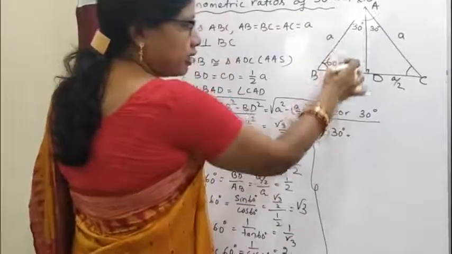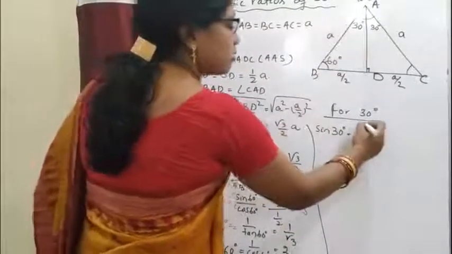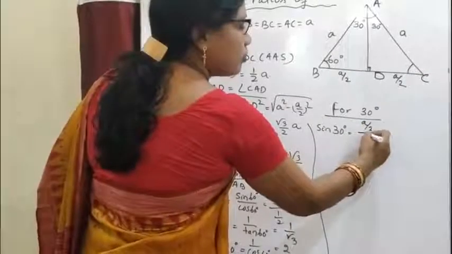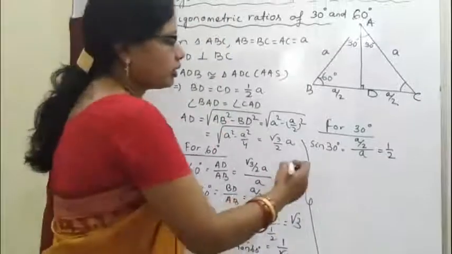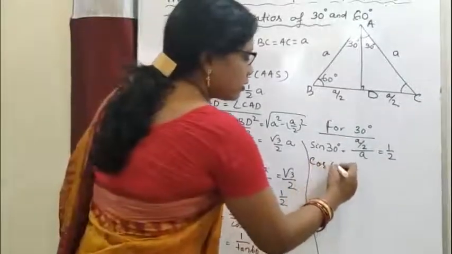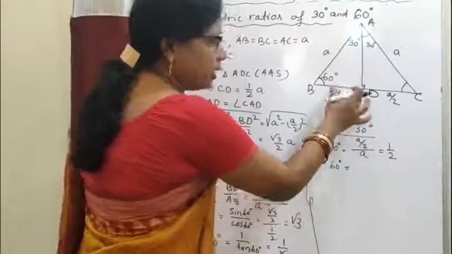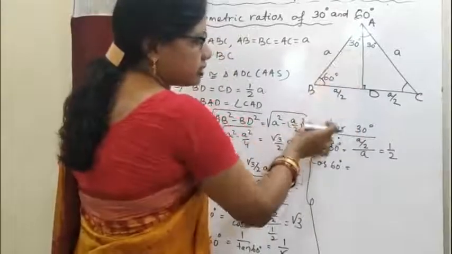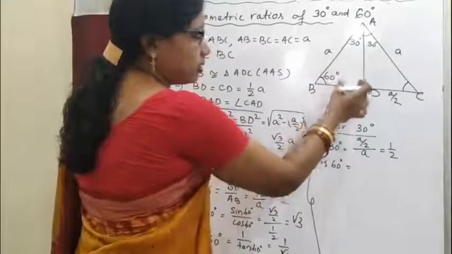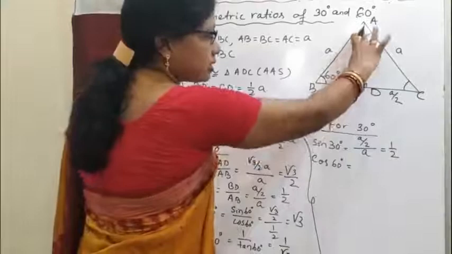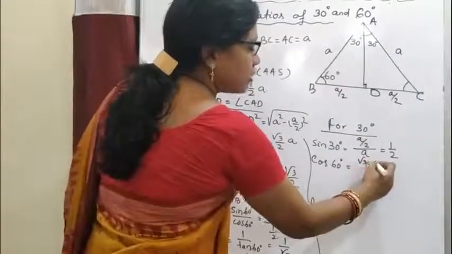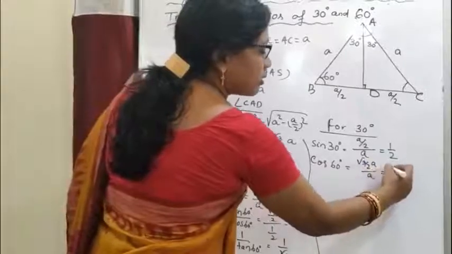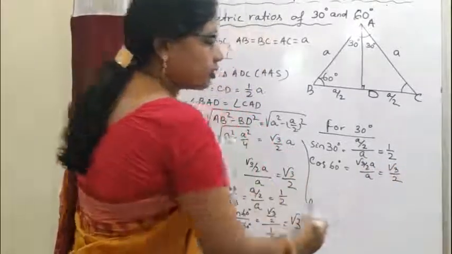So sin 30 is opposite side by hypotenuse, that is a by 2a, so this is equal to 1 by 2. Then cos 60 is adjacent side. Cos 30 is adjacent side by hypotenuse, that is root 3 a by 2a. That is equal to root 3 by 2.